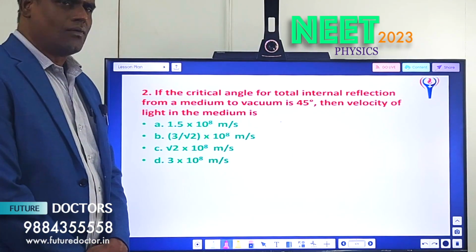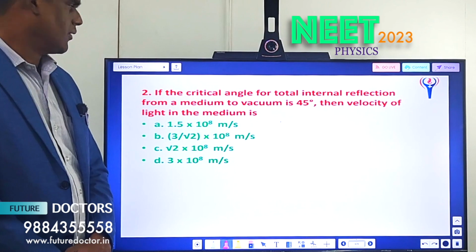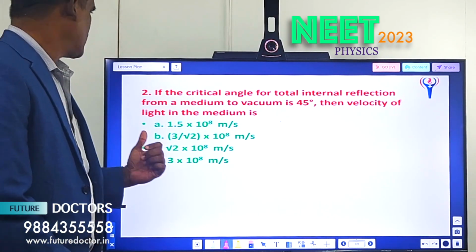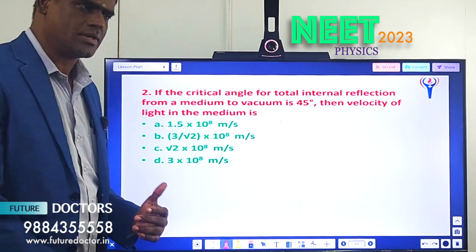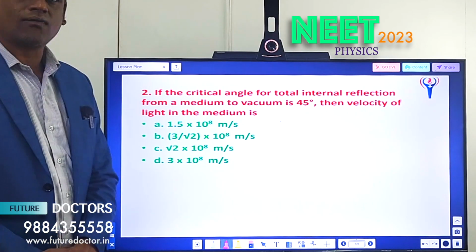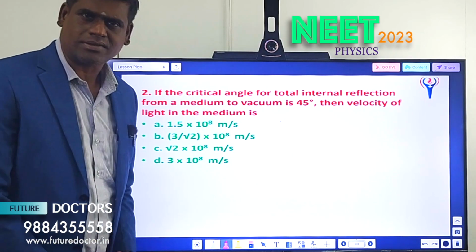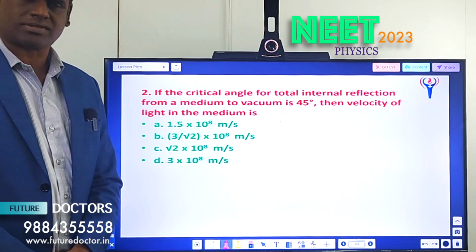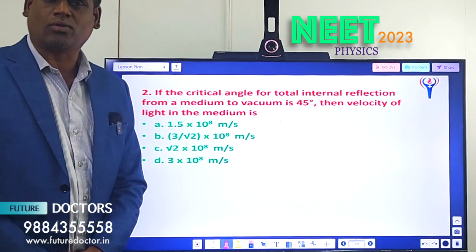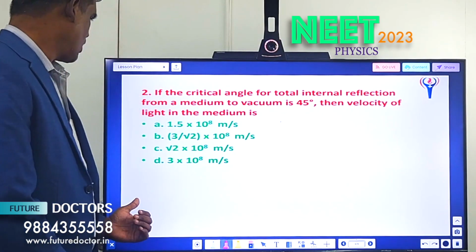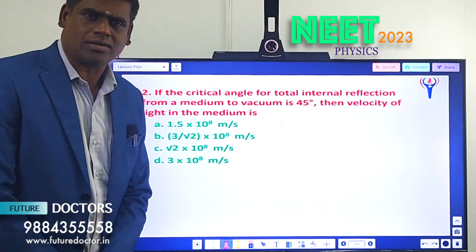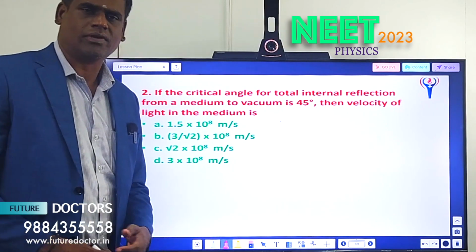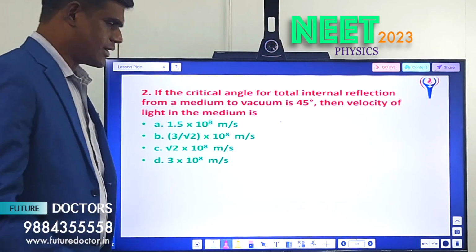The critical angle for total internal reflection from a medium to vacuum is 45 degrees. The velocity of light in that medium is dash. Option A, 1.5 into 10 power 8 meter per second. Option B, 3 by root 2 into 10 power 8 meter per second. Option C, root 2 into 10 power 8 meter per second. Last option, 3 into 10 power 8 meter per second. So here you want to find the velocity of light in that medium with respect to the velocity of light in vacuum.